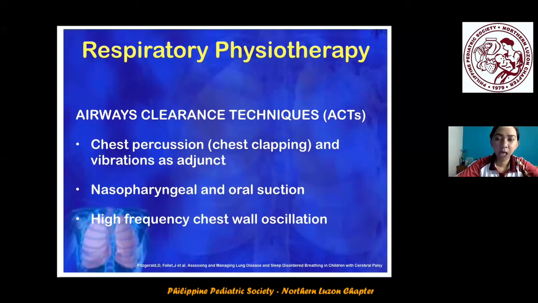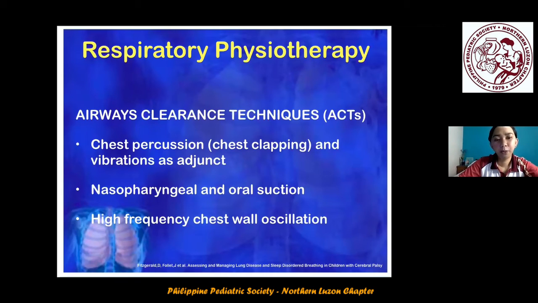So percussion or chest clapping is carried out using a hand, or a finger, or a face mask, and it is generally well tolerated. Nasopharyngeal and oral suction can also help clear the secretions. Make sure that you use the appropriate sized catheter. In patients with cerebral palsy, suctioning of secretions, especially in the morning, should be done since oral secretions are very thick around that time.